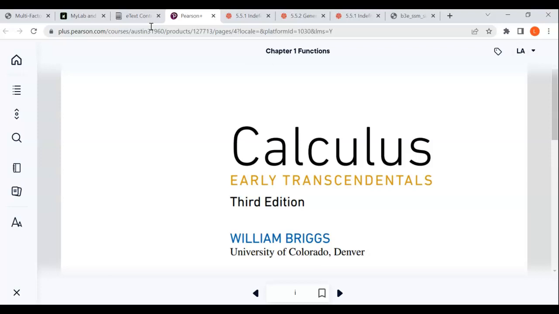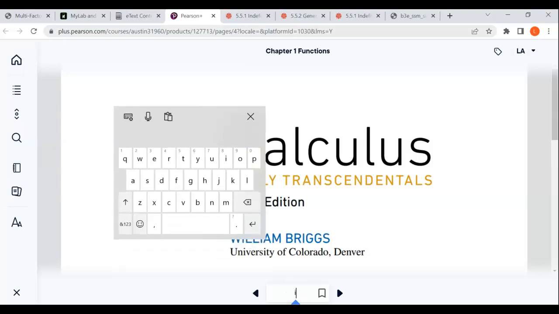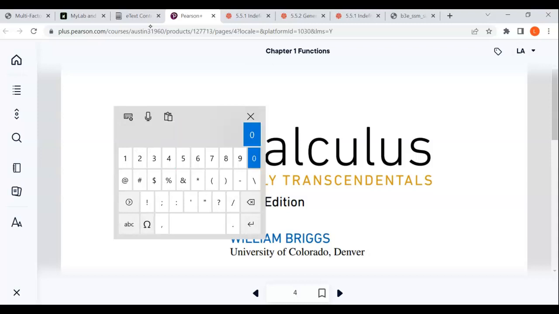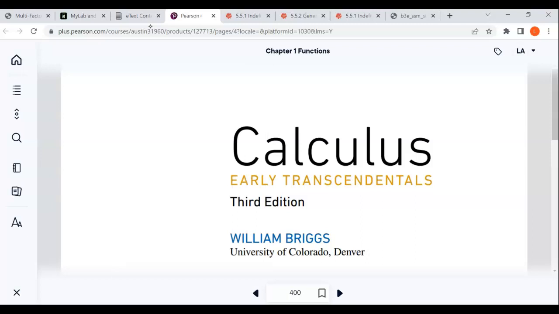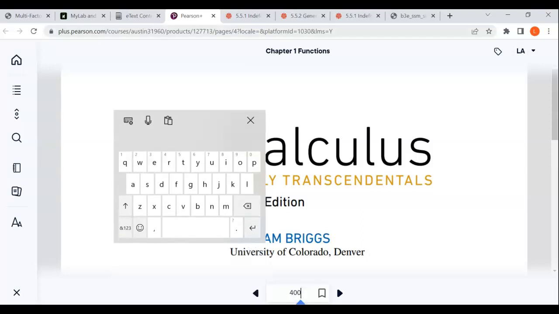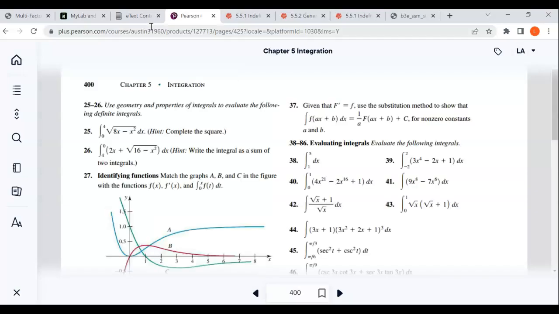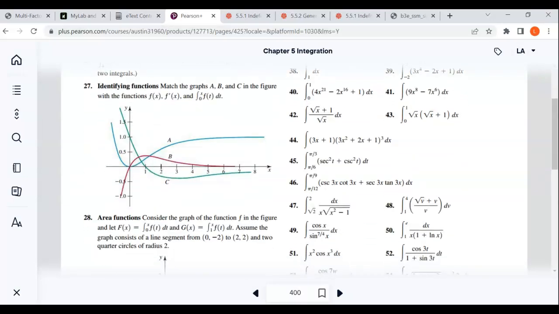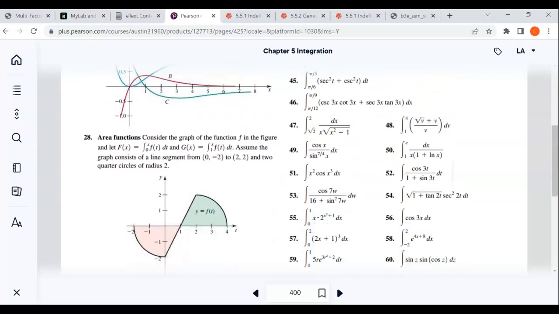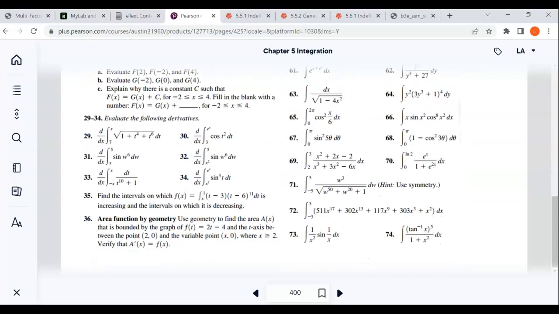Then it could just come down here. Yeah. So I want page 400. This should work, right? There it is. Yeah. So there's all the problems. And then the solution manual will have those answers so you can go through.